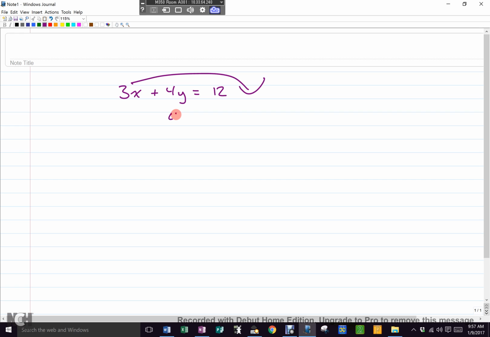So that would give you 4y equals 12 minus 3x, yes? Would it also give you, and this bothers me because a lot of kids screw this up, is this the same as this? Negative 3x plus 12. It is. A lot of kids screw that up. I don't really know why, but they do. Okay, now what would you do? You would then divide by 4. What would you divide by 4?